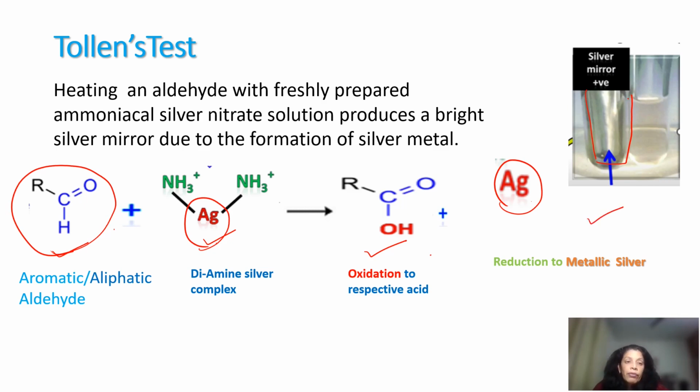The Tollens test can be given by both aliphatic as well as aromatic aldehydes, and only one ketone, that is alpha hydroxy ketone, can give this Tollens test, and no other ketone can give this test. Why alpha hydroxy ketone? Because it will get tautomerized to form an aldehyde, which will further give the Tollens test.